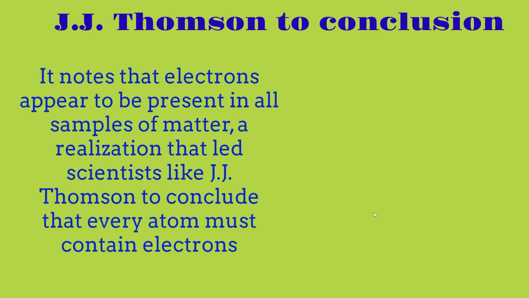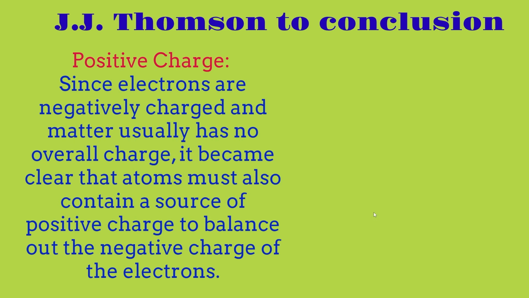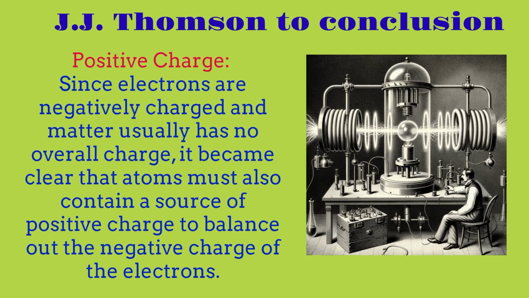Furthermore, it also notes that electrons appear to be present in all samples of matter, a realization that led J.J. Thomson to conclude that every atom must contain electrons. So J.J. Thomson was the one that said that every single atom in the world contains electrons. And another thing that he said was about positive charges. Since electrons are negatively charged and matter usually has no overall charge, it became clear that atoms must also contain a source of positive charge to balance out the negative charge of the electrons. So this was another thing that J.J. Thomson concluded while he was doing his experiment.